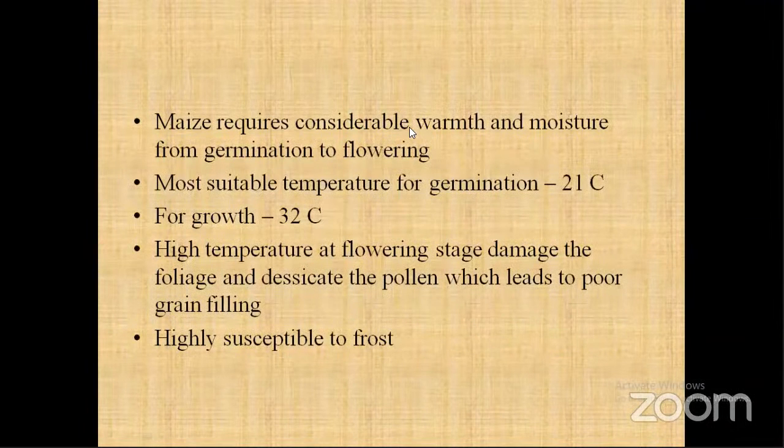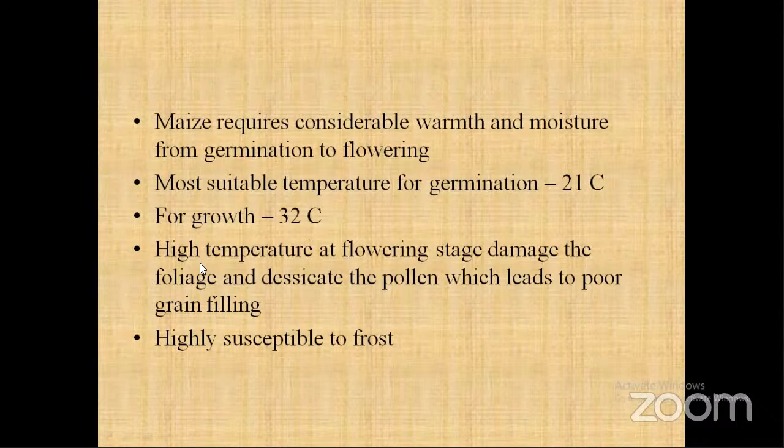Maize generally requires considerable warmth and moisture from germination to flowering. The most suitable temperature for germination of maize crop is 21 degrees centigrade. And for growth, the most suitable and optimum temperature is 32 degrees centigrade. In crop production, you should remember all these points. Every crop has a suitable temperature for germination and a suitable temperature for growth, so you should remember all these points.